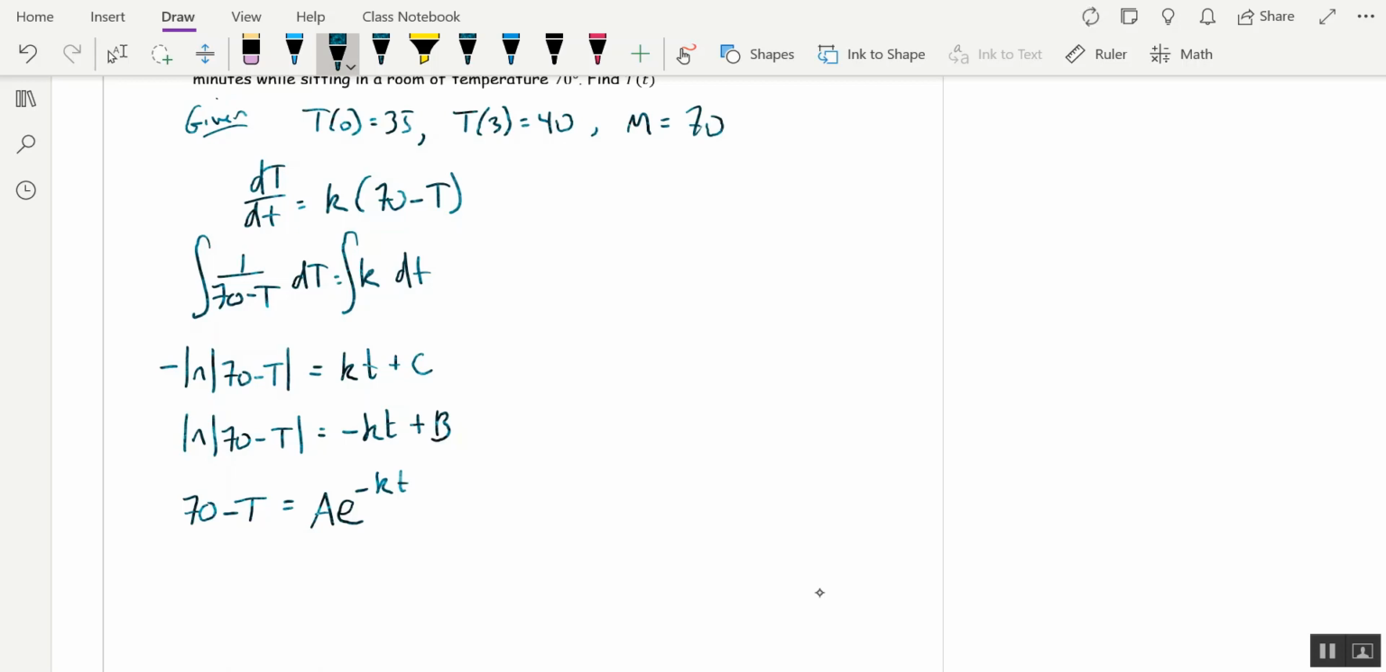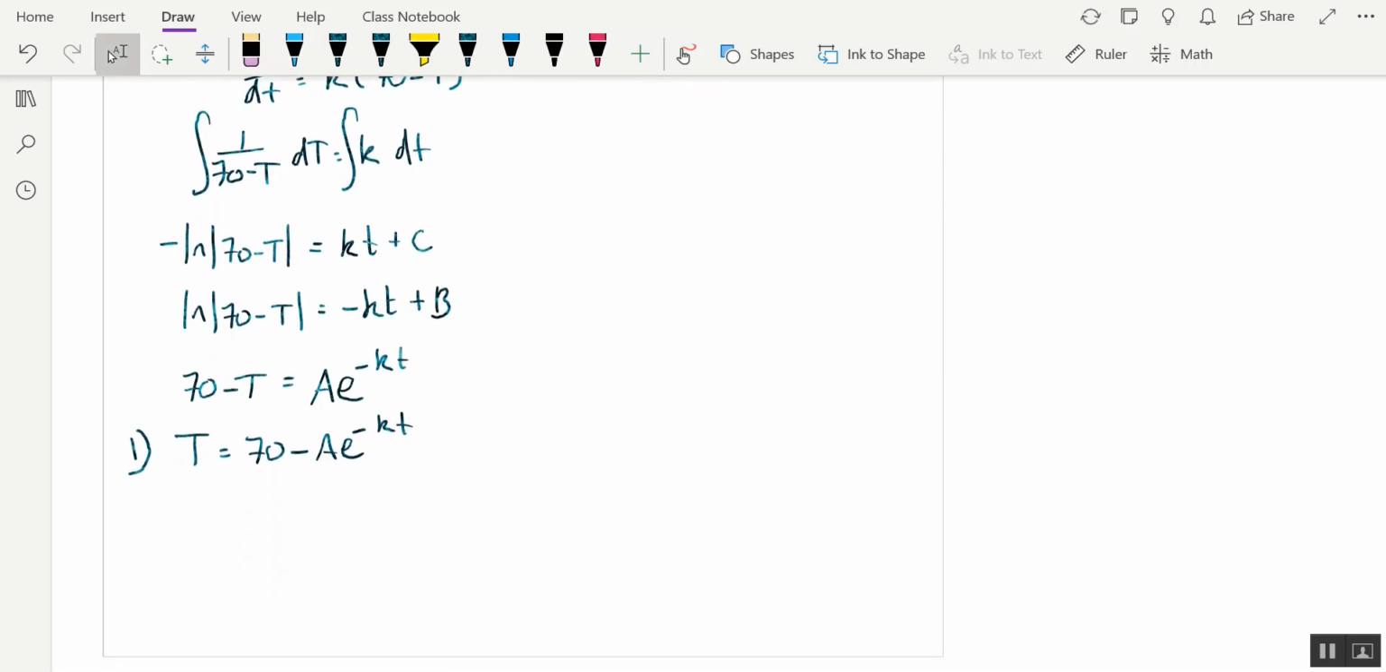All right, so now let's solve for T. T is 70 minus A e to the negative Kt. So that's hurdle 1. We've gotten this far. Kudos to us. We've gotten T. There's only 2 constants we don't know, A and K. So we need to find those.